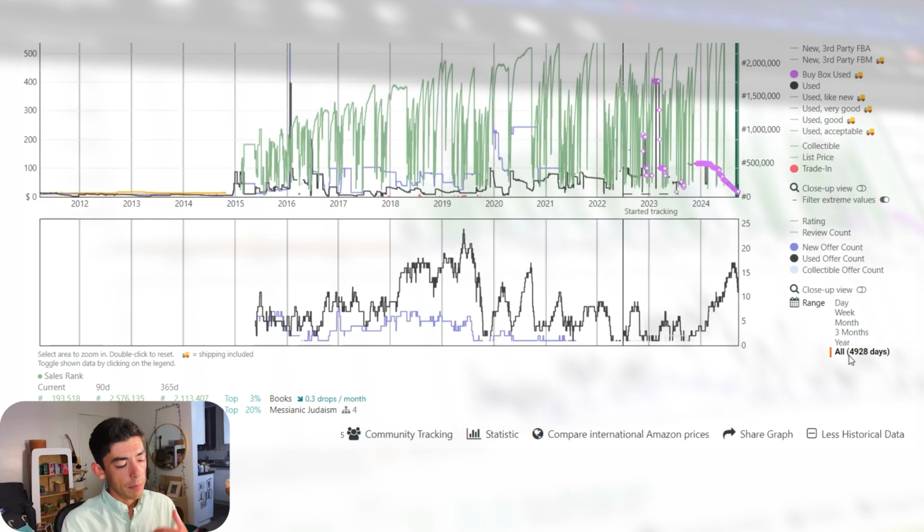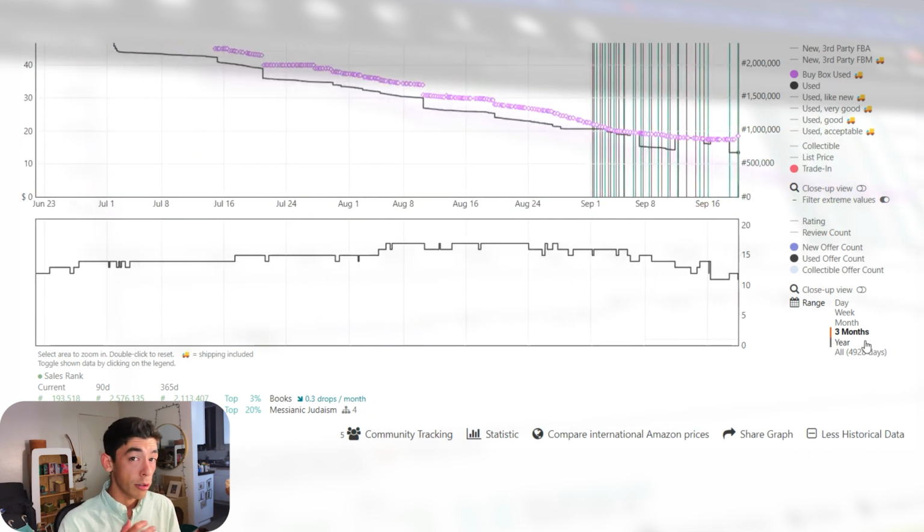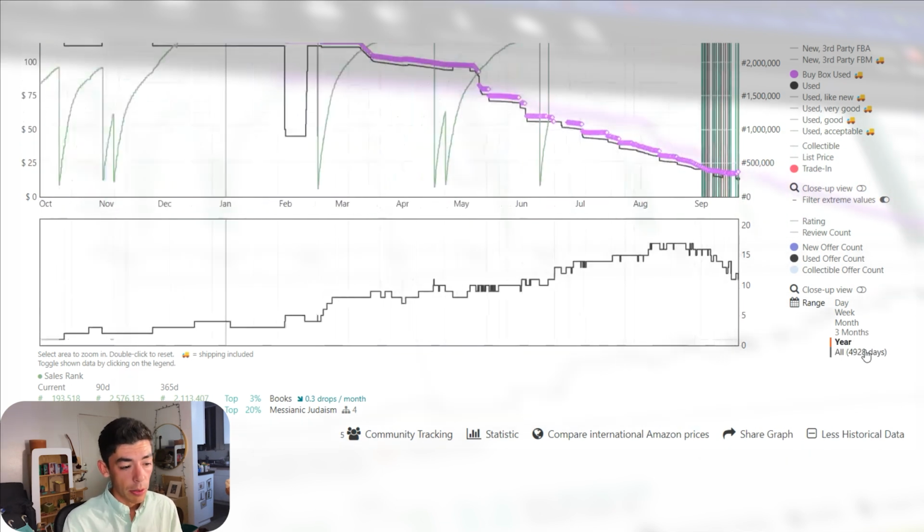But again, the key here is that looking at offer counts is really important. Generally, when offer counts get much higher, you should expect the used prices on the listing to go lower. Just due to the fact that there's a lot more people trying to sell the book, and a lot of people aren't really looking at Keepa when they're pricing books. They're just pricing books based upon live data rather than historical data.